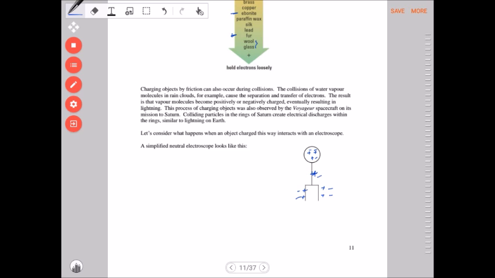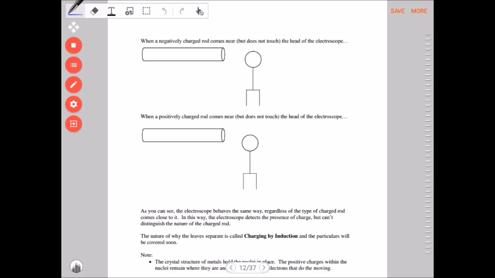That's the idea there for a neutral electroscope. So let's talk about when a negatively charged rod comes near but doesn't touch the head of the electroscope. So we've got this negative rod. What's going to happen? Let's just make this neutral. Positive, negative, positive, negative, positive, negative, positive, negative, positive, negative.